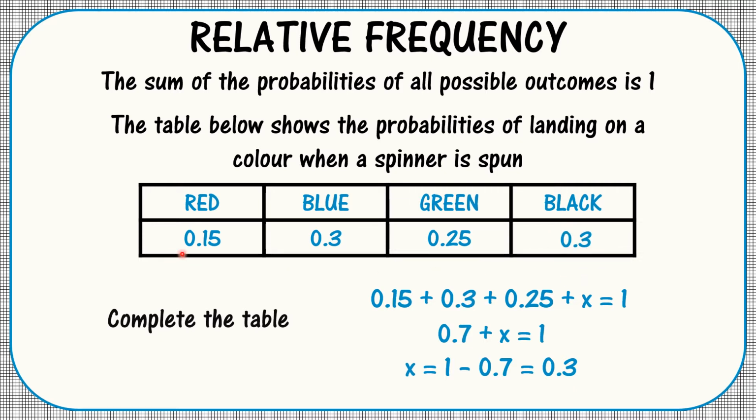What I would suggest is always add up these numbers at the end to make sure it equals 1. 0.15 plus 0.3 is equal to 0.45. 0.45 plus 0.25 is equal to 0.7, and 0.7 plus 0.3 is equal to 1. Therefore, we know our answer is correct.